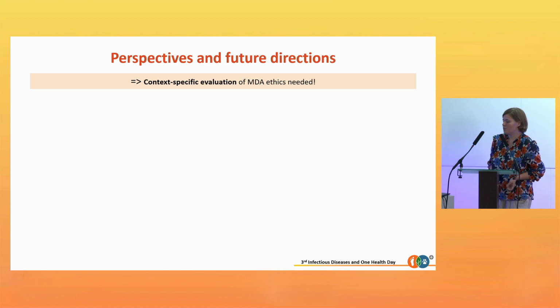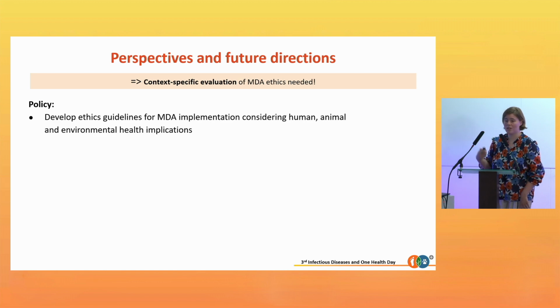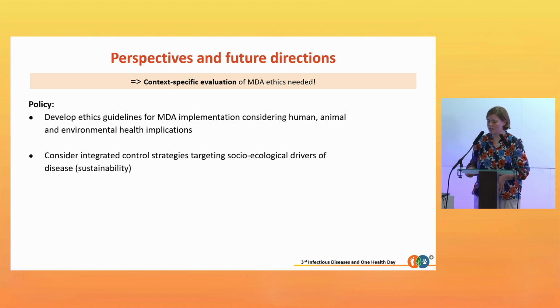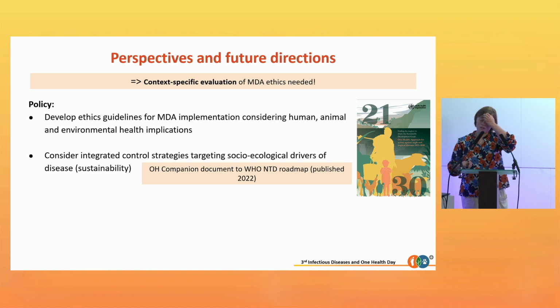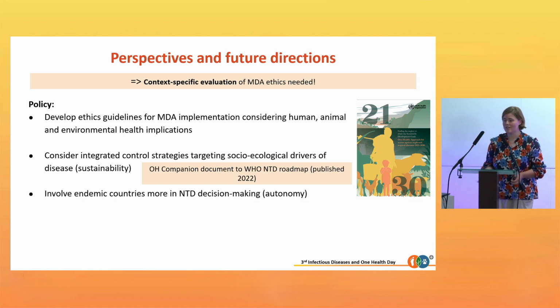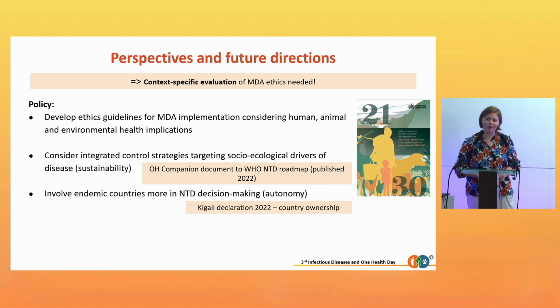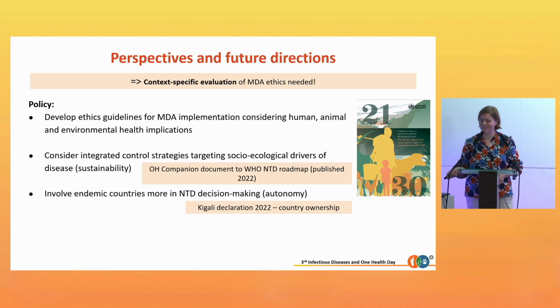So it is really important to evaluate these measures in a context-specific manner. So in policy, to develop ethics guidelines in a One Health perspective, to consider also integrated control strategies to tackle those socio-ecological drivers of disease. Here the WHO has released a One Health companion document to their roadmap in 2022. So let's see what happens. And then it is important to involve endemic countries more in NTD decision-making, and this is one of the pillars of the new Kigali Declaration. So I am hopeful that it changes, but let's see.